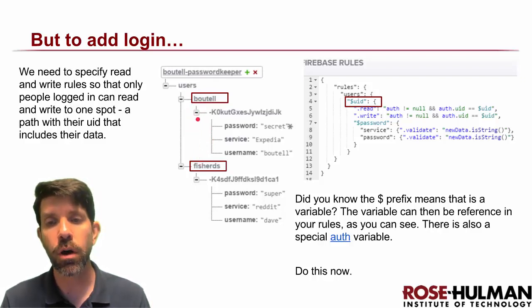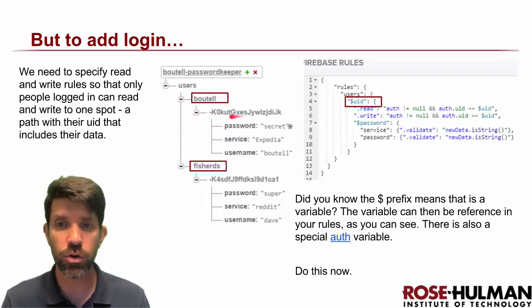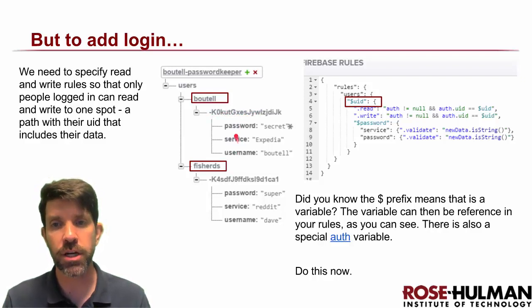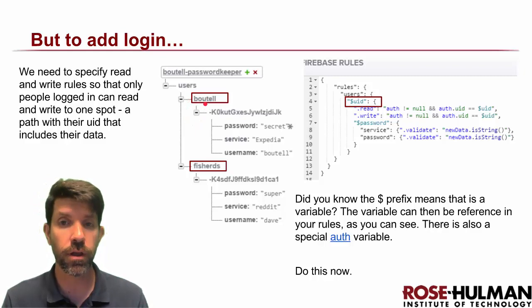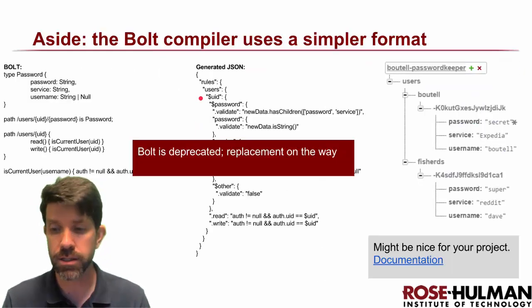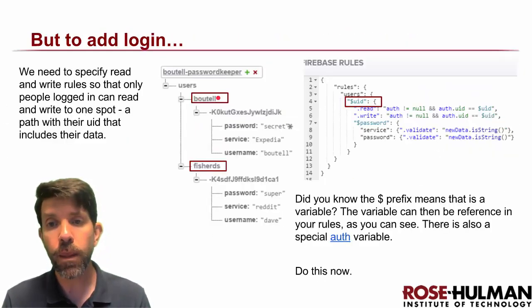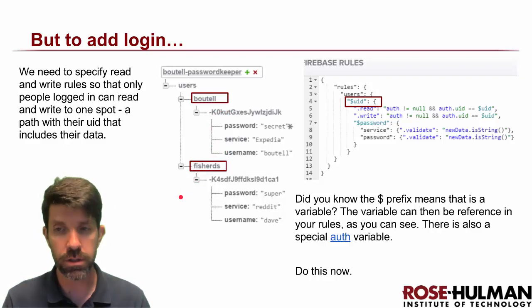If we also look within here, all of that person's data, so each one of these is a password key and then the password object, is sandboxed within that subtree. So when I ask for Boutel, that's going to be the only part of the tree that I'm going to have access to. I'm not going to have access to Fisher's data, right? So how do I do this?